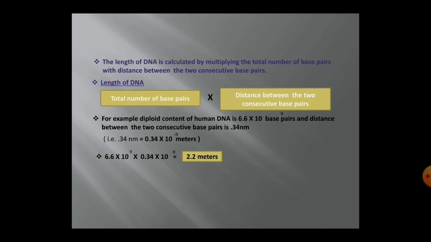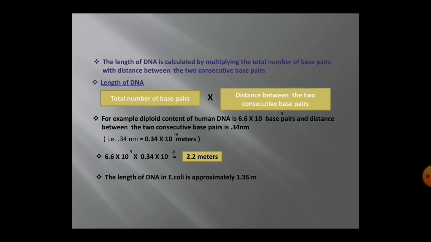Because in case of haploid cell only 23 chromosomes are present, whereas in case of diploid human cell, there are 46 chromosomes present. So the length of diploid content of human DNA is 2.2 meters, whereas the length of haploid content of human DNA is 1.1 meters. And we'll look at the other example. In case of typical prokaryotes, that is E. coli, the length of DNA in E. coli is approximately 1.36 meters.